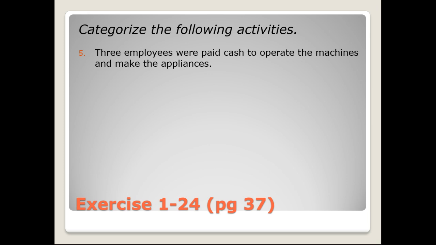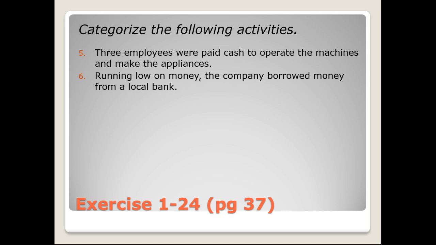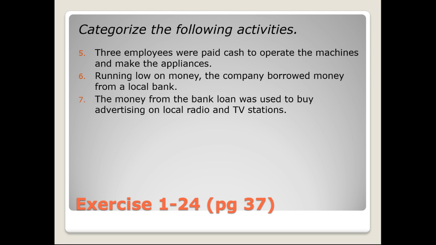Three employees at Bill and Steve's business were paid cash to operate the machines and make the appliances. What kind of activity was this? It was operating. Running low on money, the company borrowed money from a local bank. What kind of activity is this? Yes, it's financing. The money from the bank loan was used to buy advertising on local radio and TV stations.